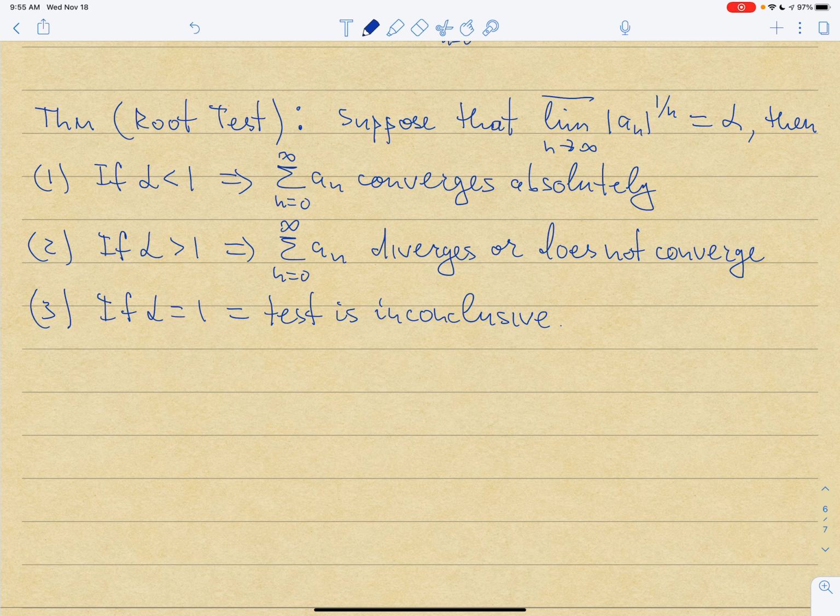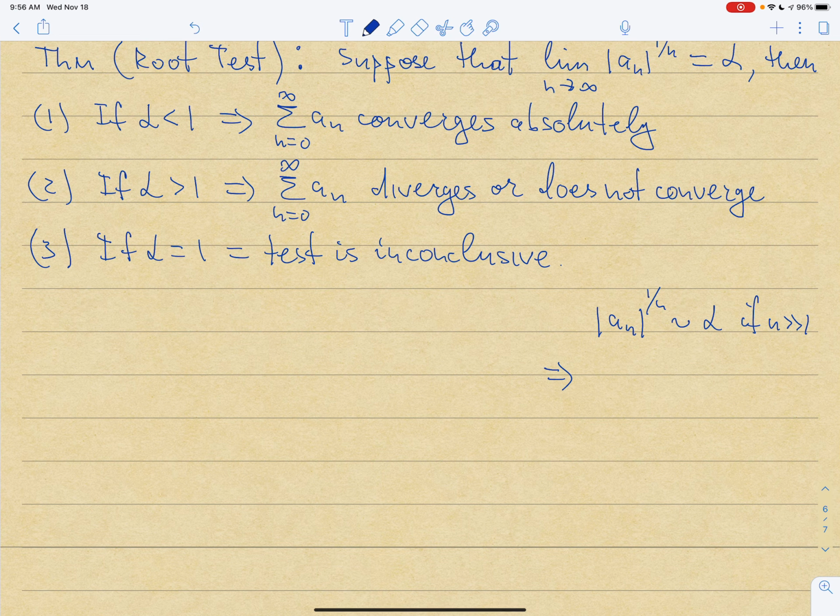Okay, let me just give you a little motivation here. And the motivation is really simple. What we're doing, we're saying that the lim sup of absolute value of a_n to the power 1 over n is equal to alpha. So let's assume that the limit actually is equal to alpha. So this is approximately alpha, right, if n is big. Well, if that is the case, then what I actually have is that absolute value of a_n is approximately alpha to the power n if n is very big.